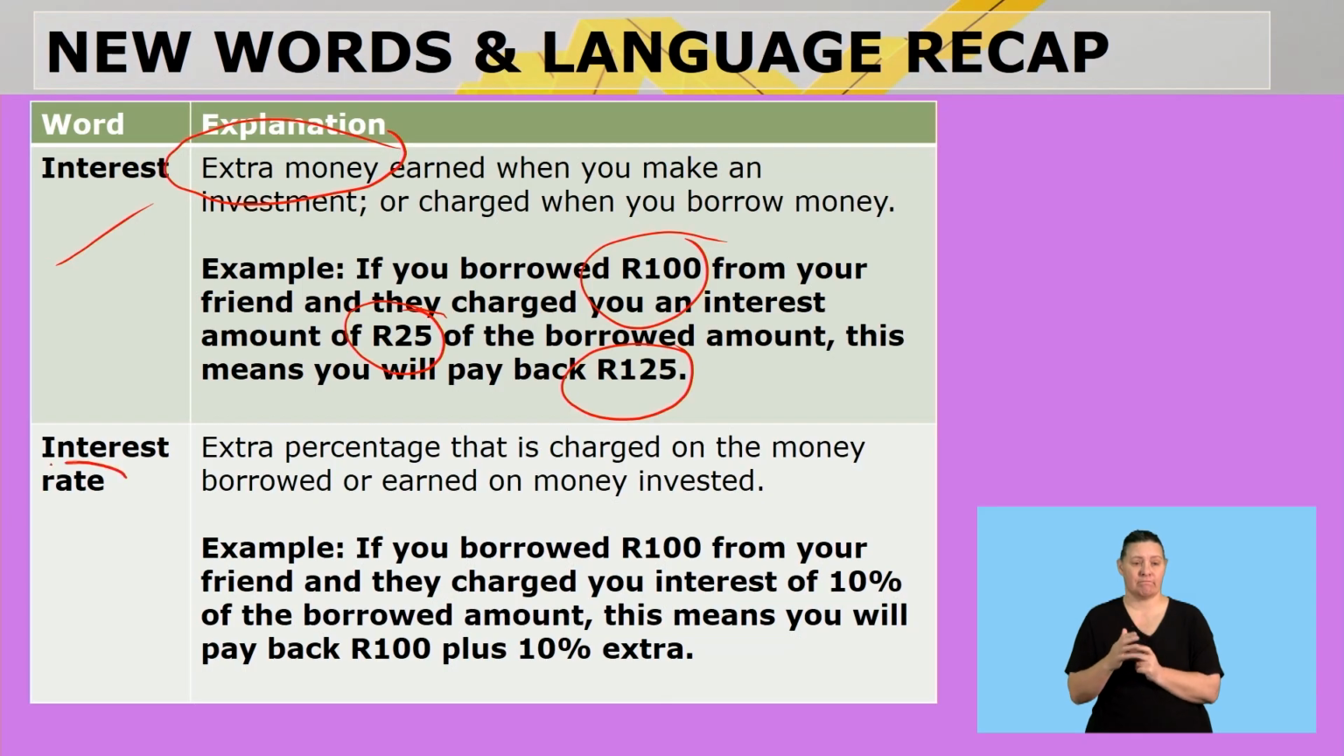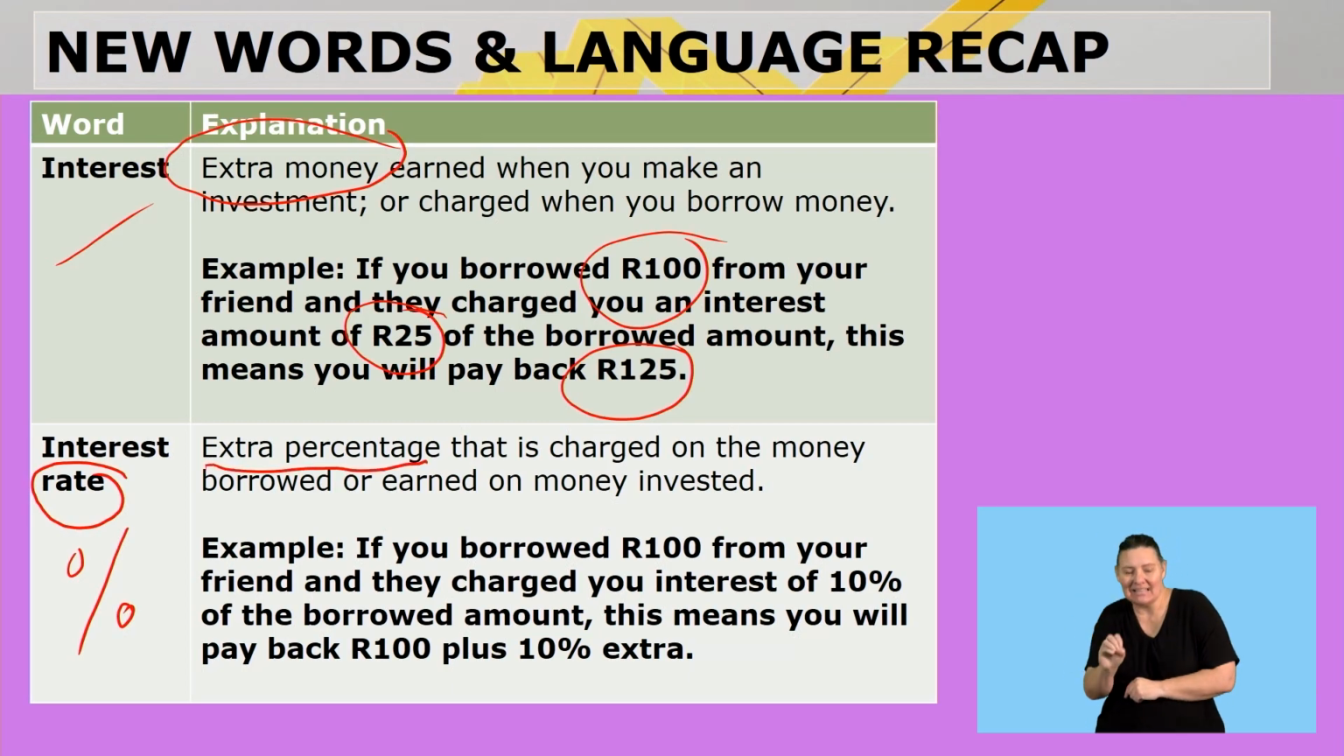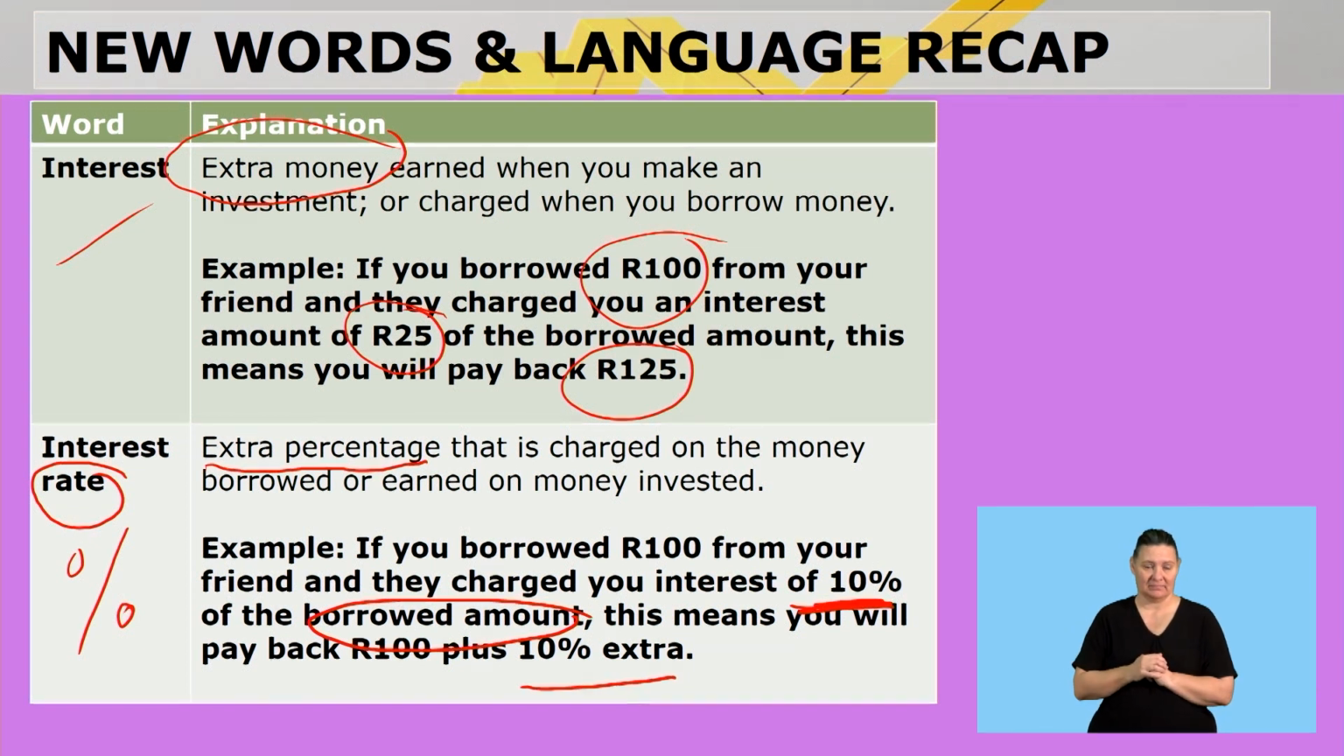Then interest rate. Now remember, interest rate is the extra percentage that is charged on the money borrowed or earned on money invested. For example, if you borrowed 100 Rand from your friend and they charge you interest of 10% of the borrowed amount, you will pay 10% extra on top of that 100 Rand that you borrowed.